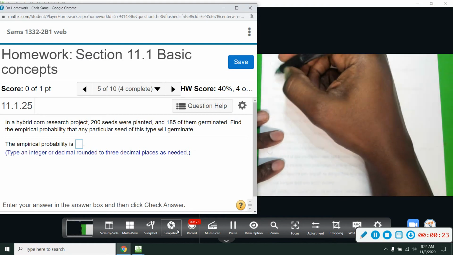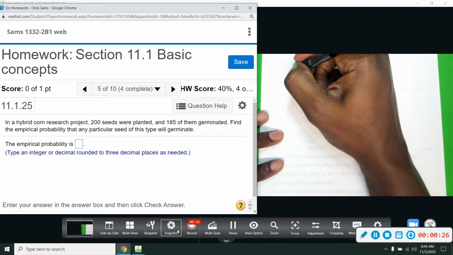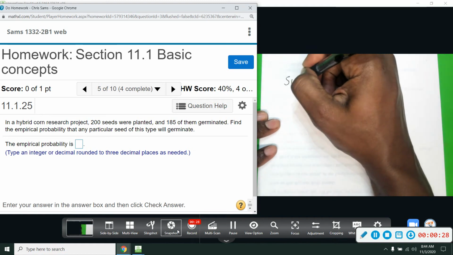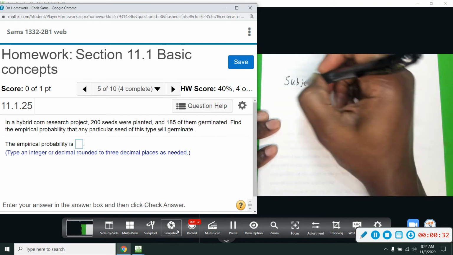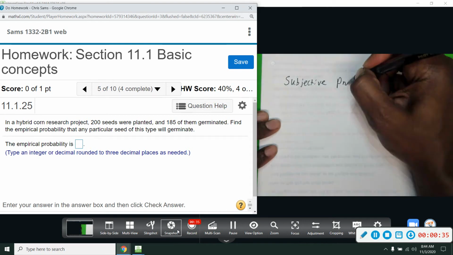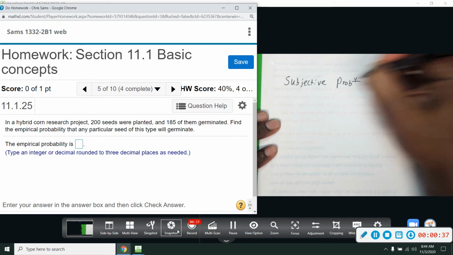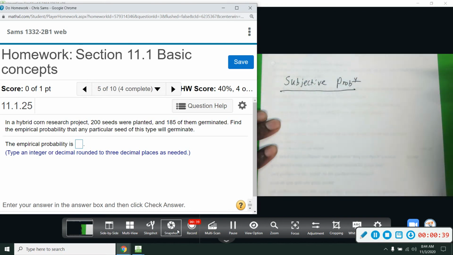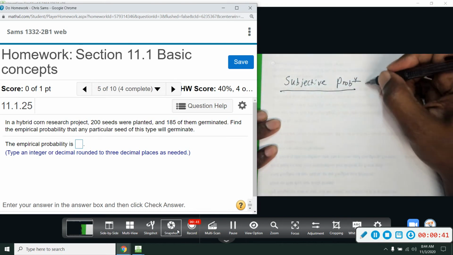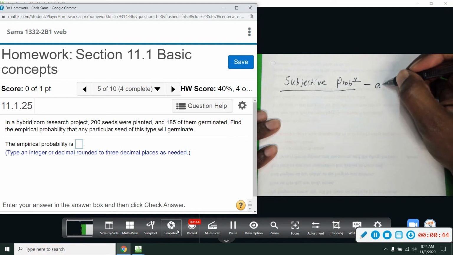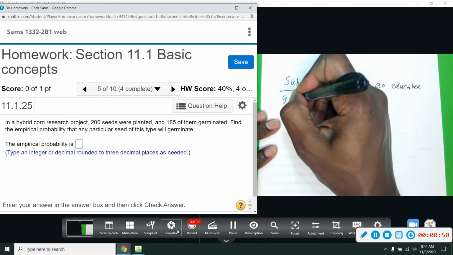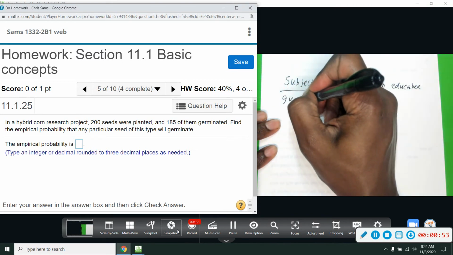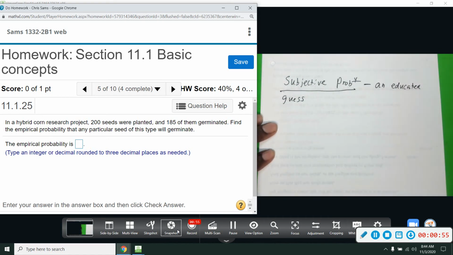So I'm going to talk about those here. There is subjective probability, P-R-O-B. I'm going to abbreviate. This is my abbreviation for probability, P-R-O-B with a Y. So subjective probability, an educated guess. The guess is only as good as the source.